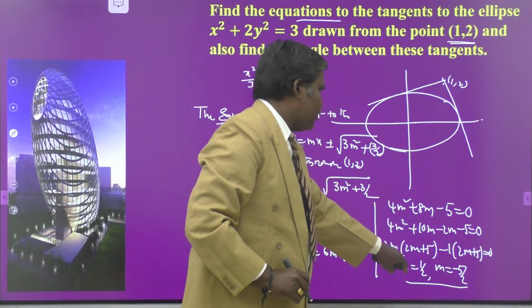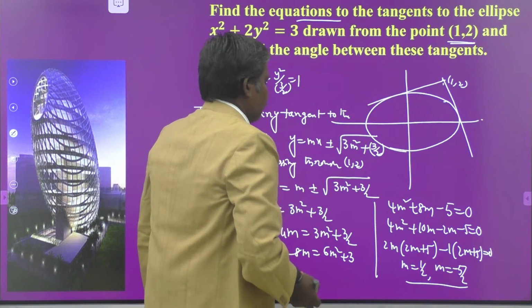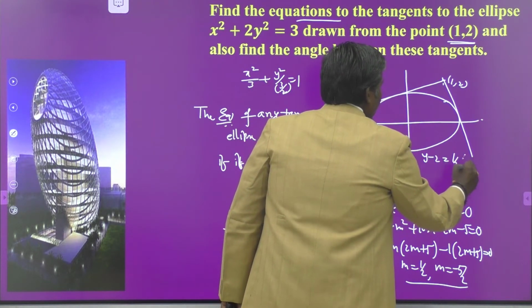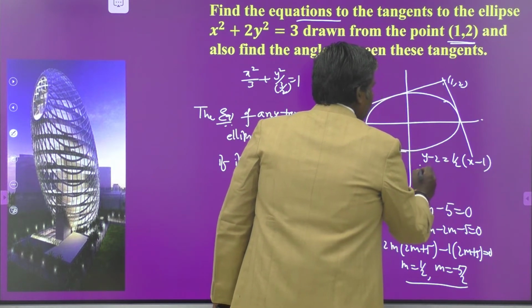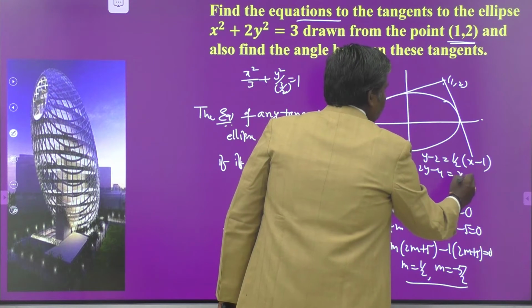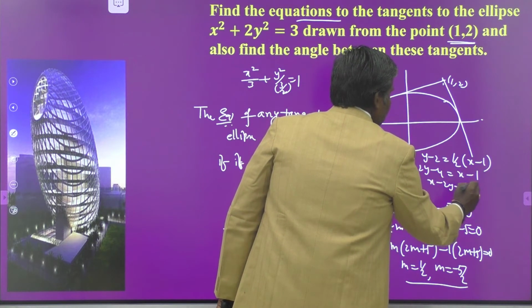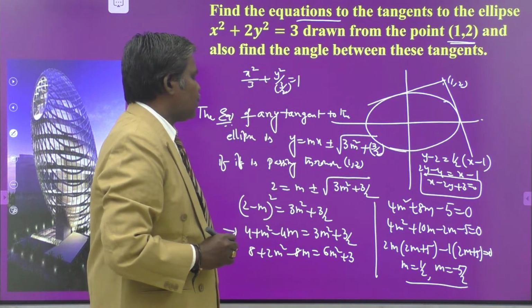So leave that tangent. After getting the m values, take the point and write the equation. So what is the equation? y − 2 = 1/2 (x − 1). That is 2y − 4 = x − 1. So x − 2y + 3 = 0 is one equation.